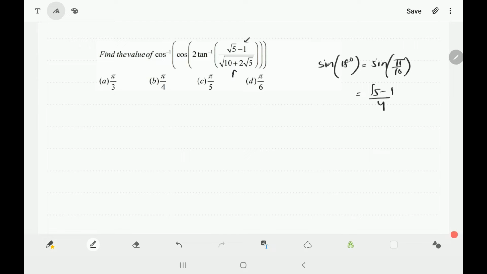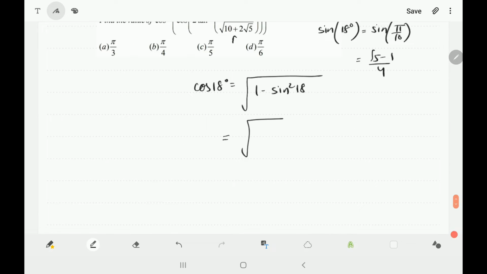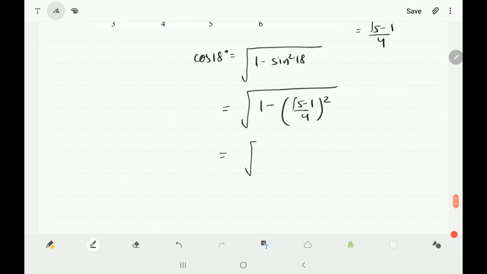Now let's try to calculate the value of cos 18, which generally we don't remember. This is under root of 1 minus sin square 18. So this value is under root of 1 minus (root 5 minus 1 by 4) raised to the power 2. So this term will become 16 minus 5 plus 1 minus 2 root 5, divided by 16.